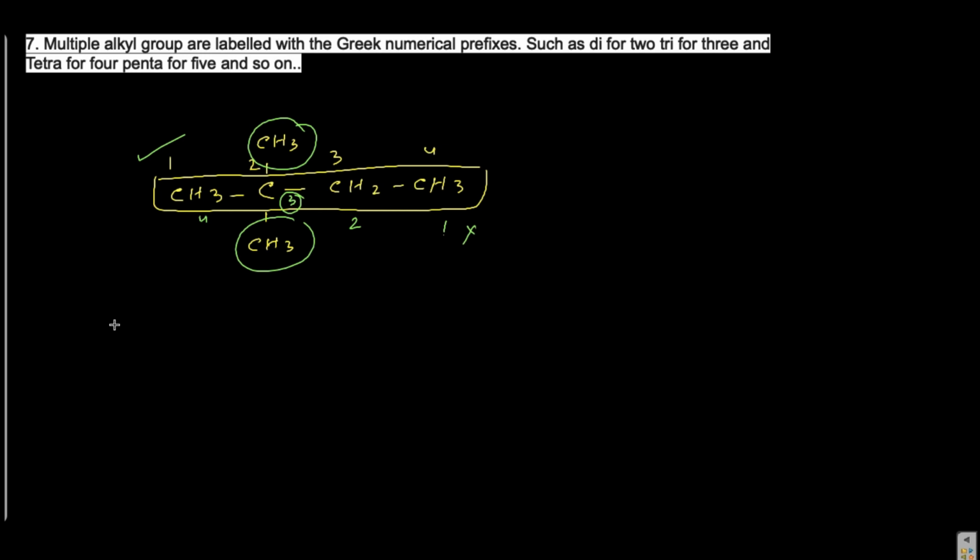So it becomes 2,2-dimethylbutane. In the second position it is methyl. In the second position, it is another methyl. So 2,2, two methyl groups are present in the second position. So 2,2-dimethylbutane.